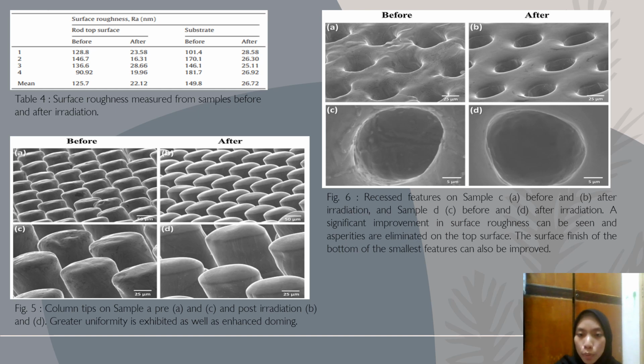A significant improvement in the surface roughness can be seen, approximately eliminated on the top surface. The surface finish of the bottom of the smaller features can be improved. This is figure 5: column tips of samples pre A and C and post irradiation B and D. Greater uniformity is elaborated, as well as an extended dome.